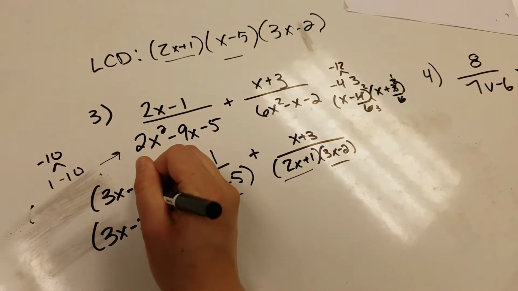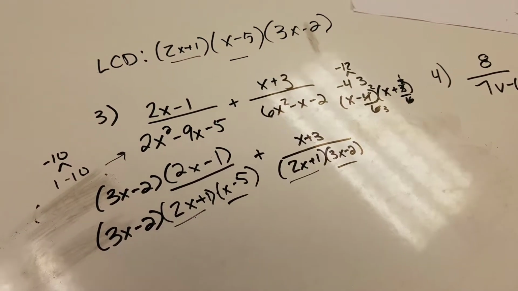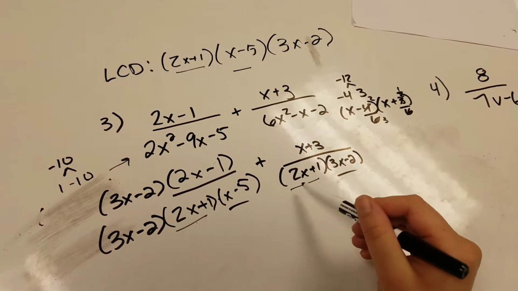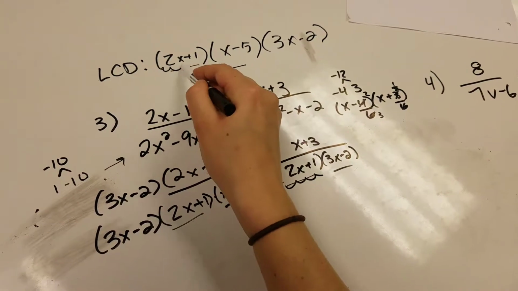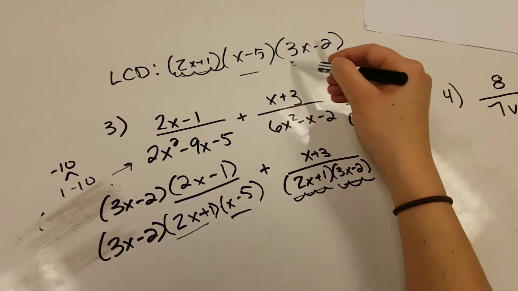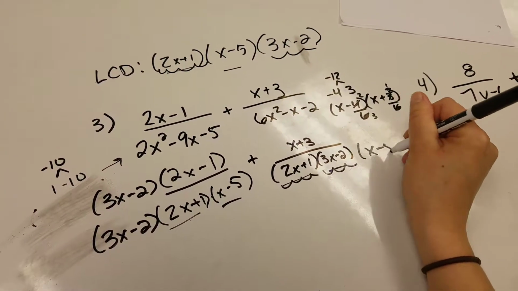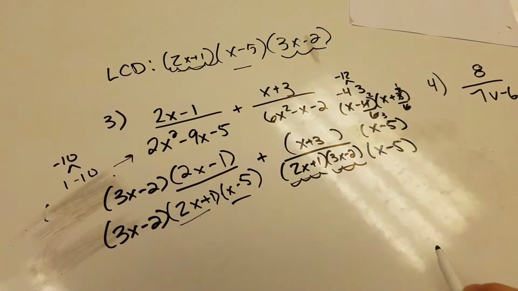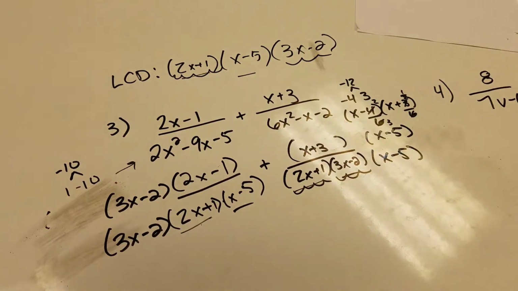So what we do on the bottom, we have to do to the top. I'm going to put parentheses around my original. Over on the right, we have a 2x plus 1 and we have a 3x minus 2. So we need our x minus 5. What we do to the bottom, we have to do to the top. Again, putting parentheses around our original thing in the numerator.